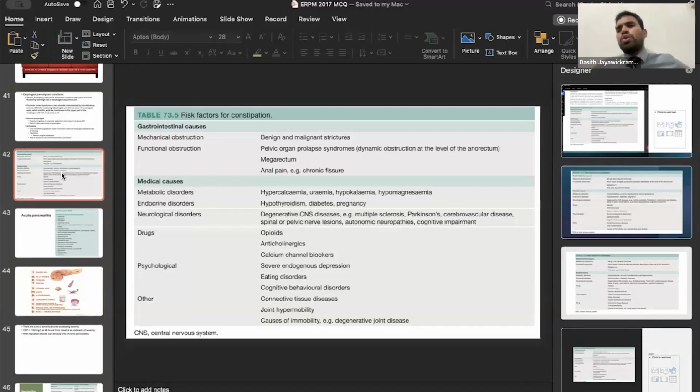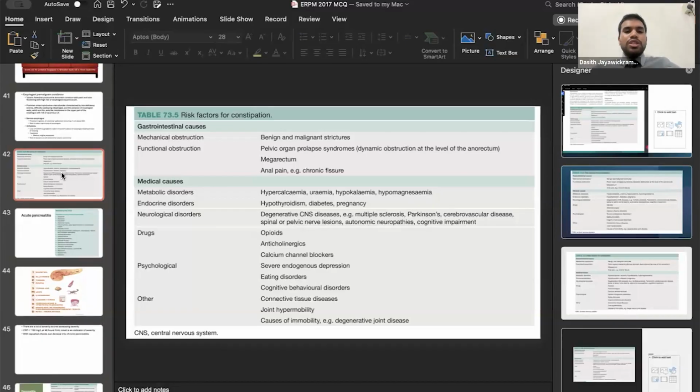diabetes can cause neuropathy, and this neuropathy can affect the autonomic parasympathetic pathways, and this can reduce peristalsis and cause constipation.